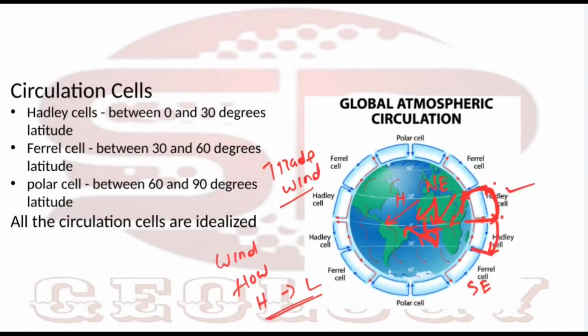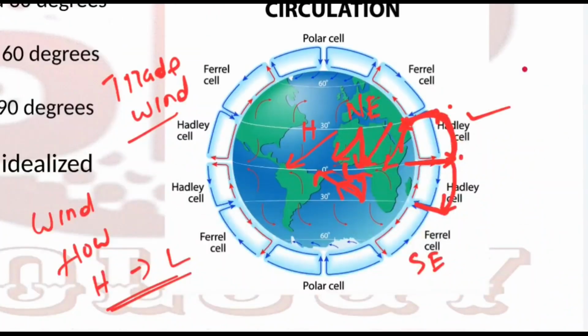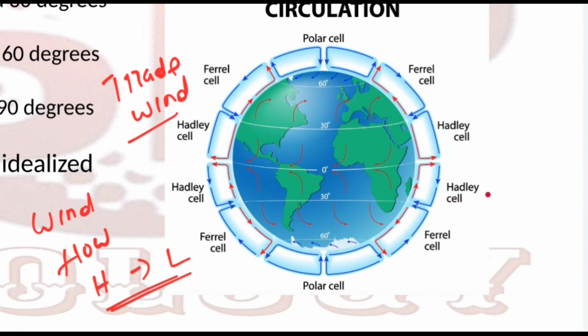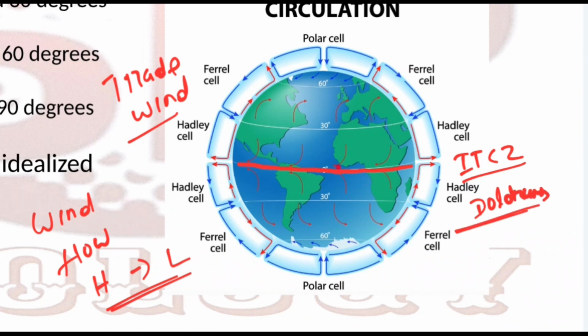The southeast trade wind and northeast trade wind will converge at 0 degree latitude, or we can say 0 to 5 degree latitude on both the northern and southern hemispheres. This region is called the intertropical convergence zone (ITCZ), and it is also called the doldrums. Because when two air masses converge here, there will be no wind. It is also called a zone of peace.